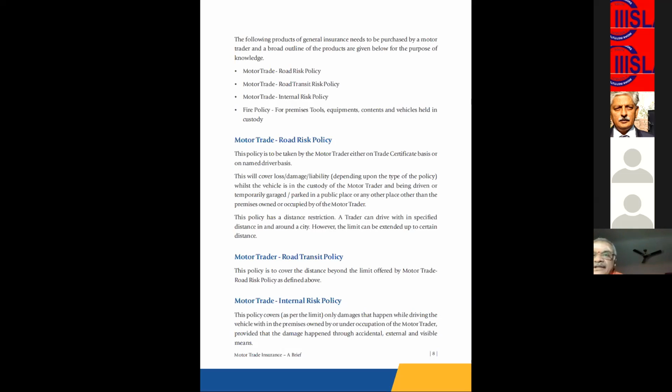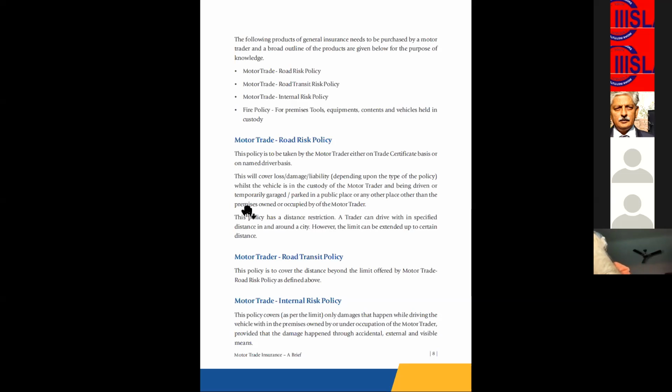Now coming back to the trade insurance, gentlemen, once again I recap, trade insurance is very clear. It can be given only to the motor traders. I have given you the list of motor traders, and it is to be followed by a motor trade certificate. And now let us go into the three products. We have three kinds of products. I am on page 8. We have motor trade road risk policy, motor trade road transit risk policy, motor trade internal risk policy.